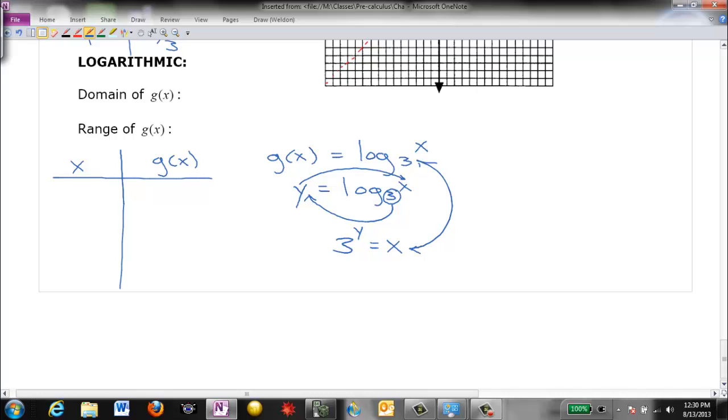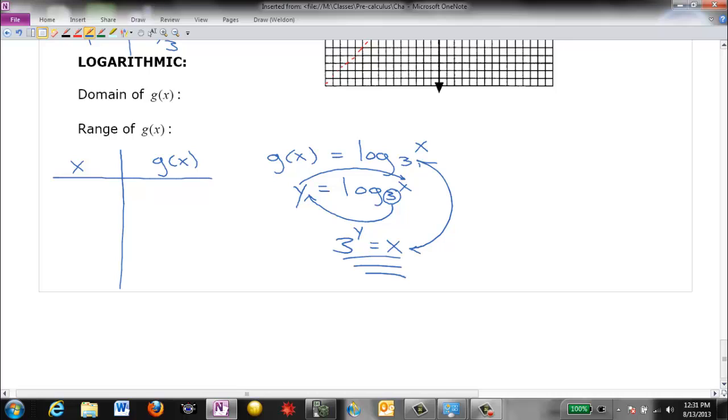All right, and I like this form better for creating a table because it shows that rather than picking x values, it would be easier to pick y values to create my ordered pairs. Okay, so I'm going to pick some y values. Let's pick the same y values that we picked for x values in the previous function.